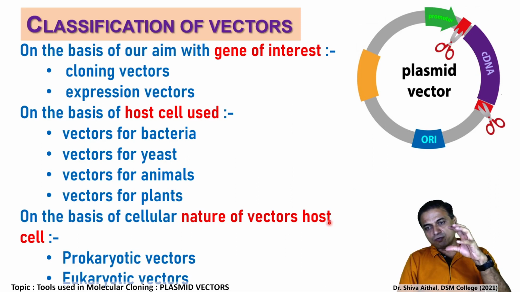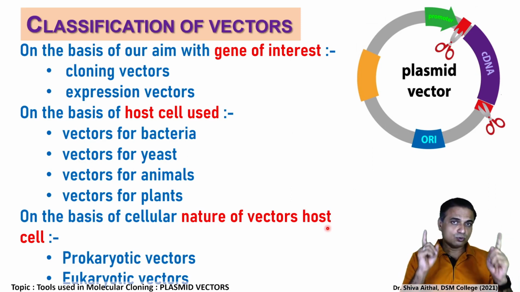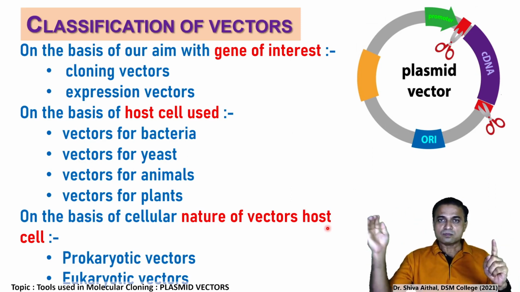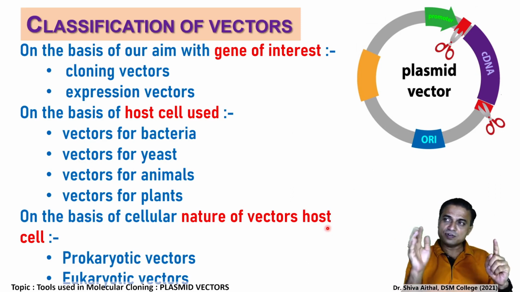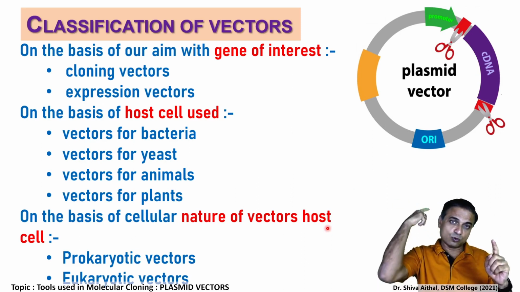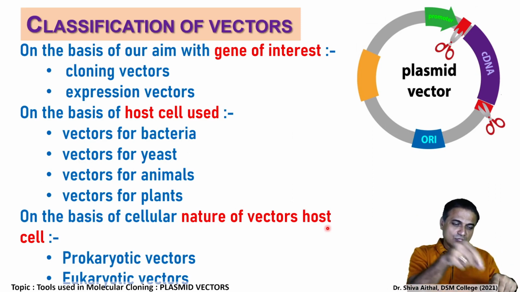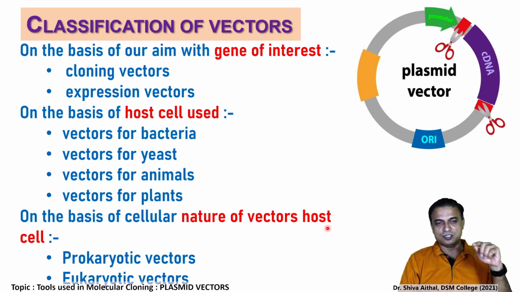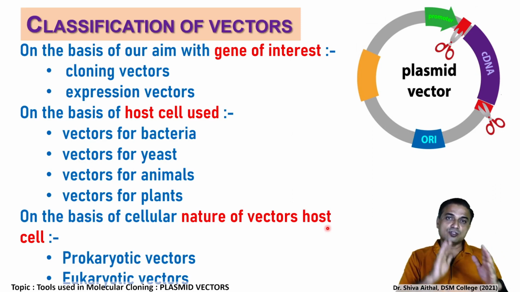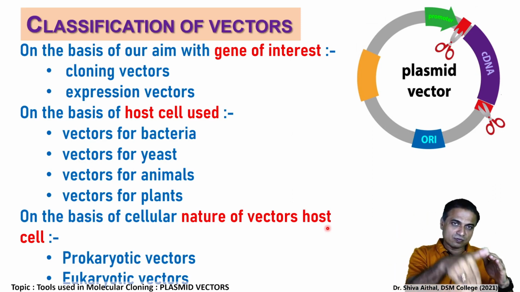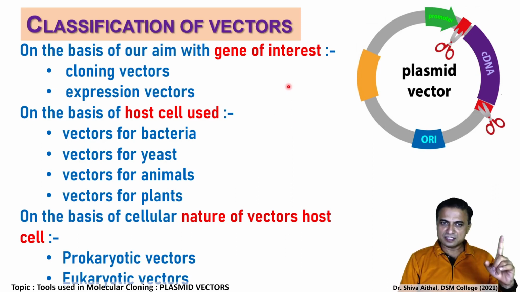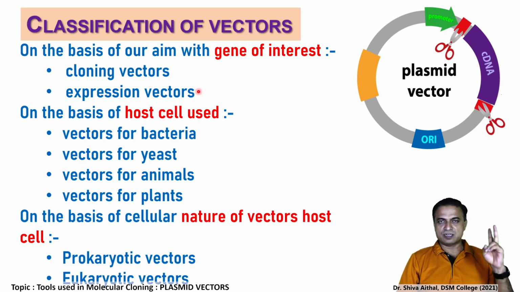Nature of the vector's host cell means you have 2 different hosts. One is the host from where we are bringing the gene of interest, that DNA, its nature. And second, you are introducing this into a replicating host, its nature. So on the basis of the nature of the vector's host and the nature of the inserting host, there are different types of bacteria. On the basis of our aim of gene of interest, you have cloning vectors and you have expression vectors too.